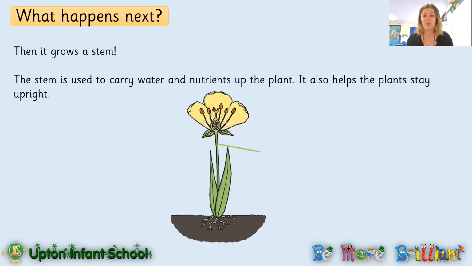So what happens next? Well, after it's grown roots, it grows a nice tall stem, and the stem is used to carry water and nutrients up the plant. It also helps the plant stay upright.